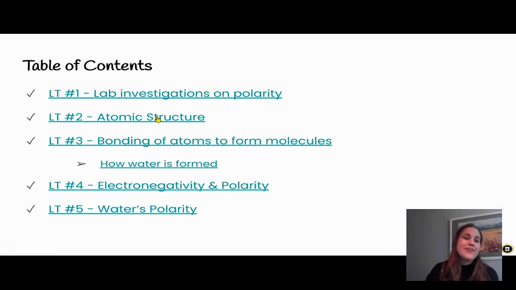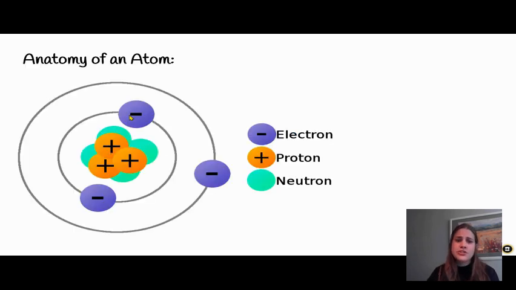Learning target 4. So, table of contents, a new feature in these slides here. You click on learning target 2, takes you to anatomy of an atom. Everyone's been picking up on this really well, so I'm going to go a little bit fast, but feel free to slow me down, to pause as you need to. Anatomy of the atom, the big things you need to know are these subatomic particles.